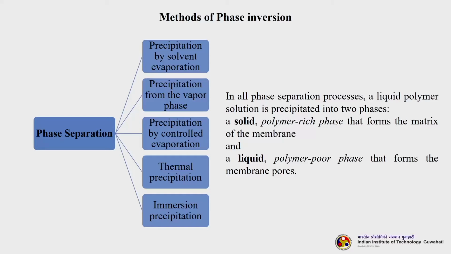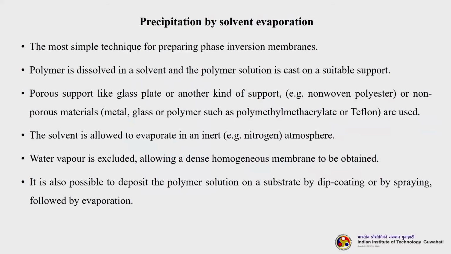So, in all these phase separation processes a liquid polymer solution is precipitated, okay, into one solid phase which is the polymer rich phase, and another is the liquid phase, okay, which is the polymer poor phase. So, this polymer rich phase will form the matrix of the membrane, whereas the polymer poor phase will form the pores. So, let us see one by one these techniques.